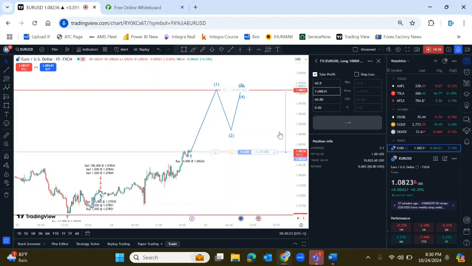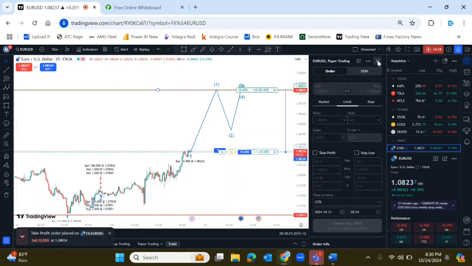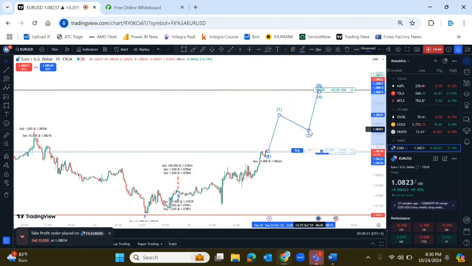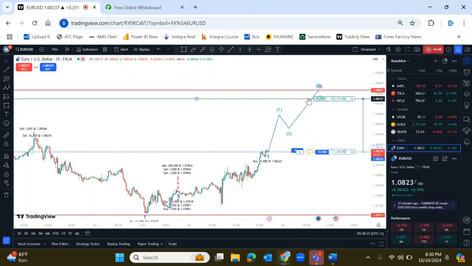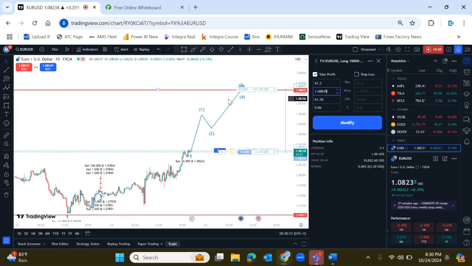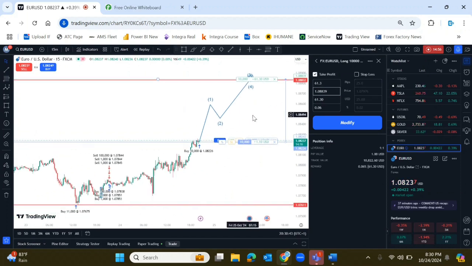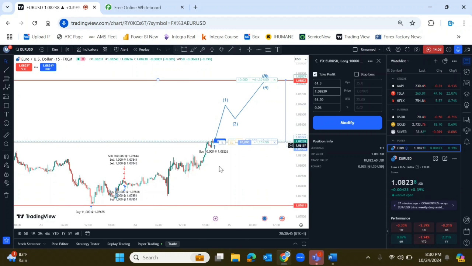So I'll just modify. What this take profit means is that if the market all of a sudden decides to move up, retraces, moves up, retraces, and then finally hits this very particular point, then the market is going to automatically close that order for me and save my profit in my trading balance.